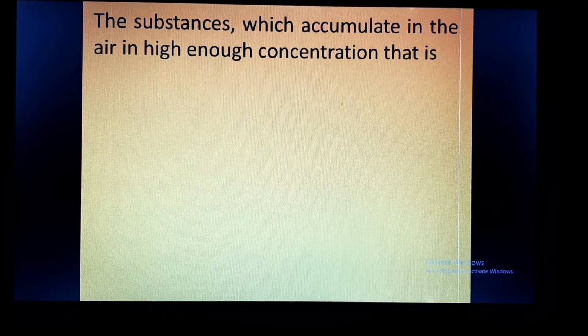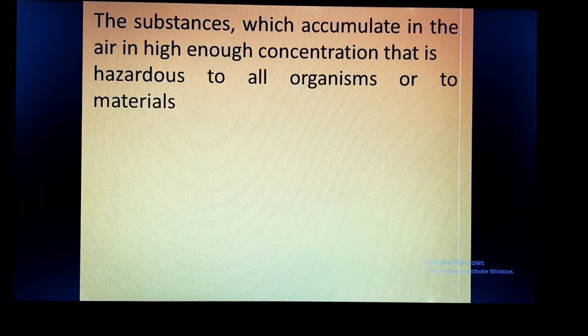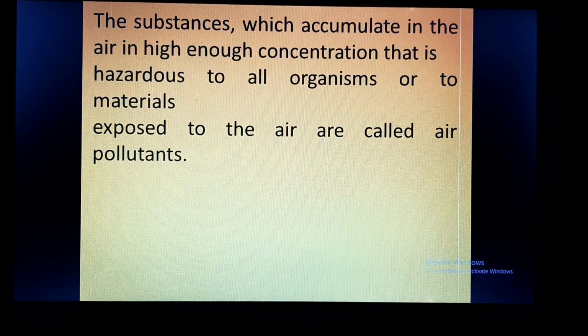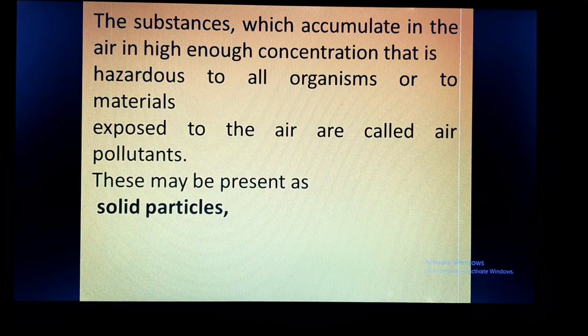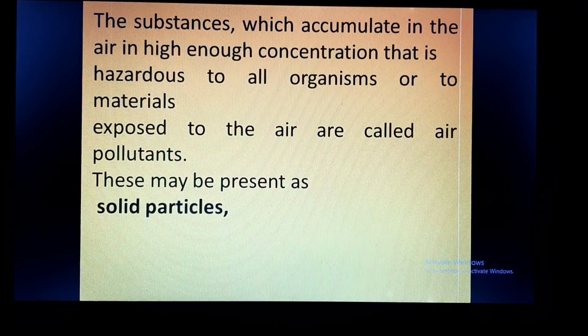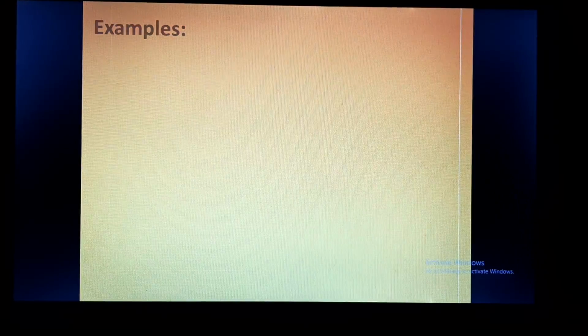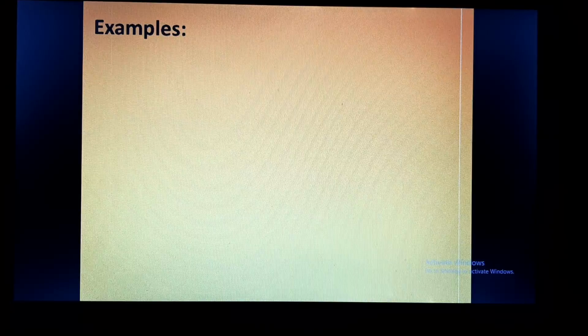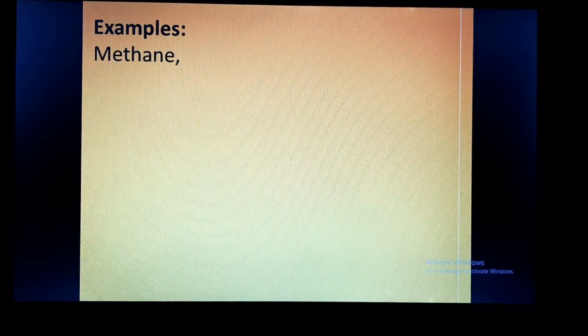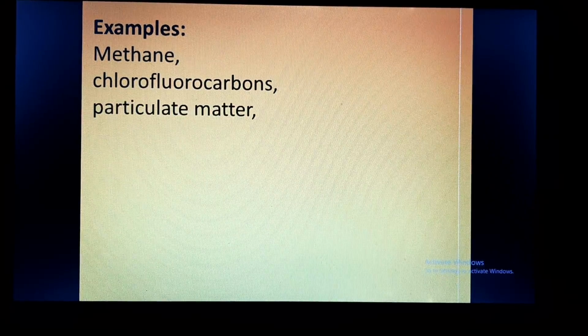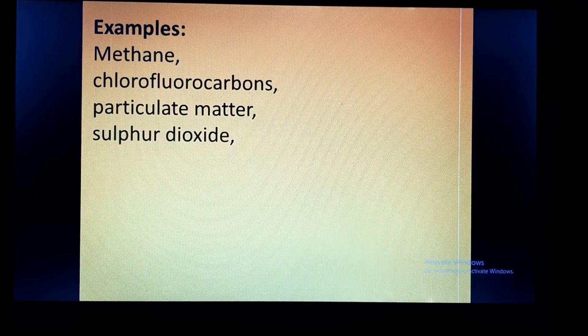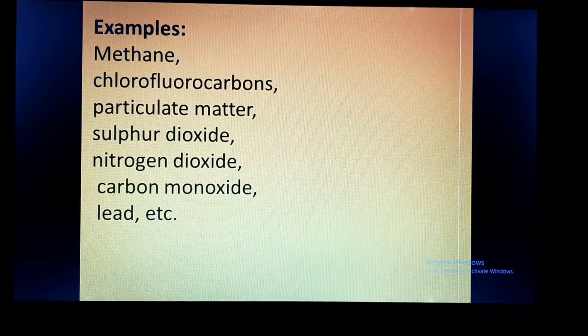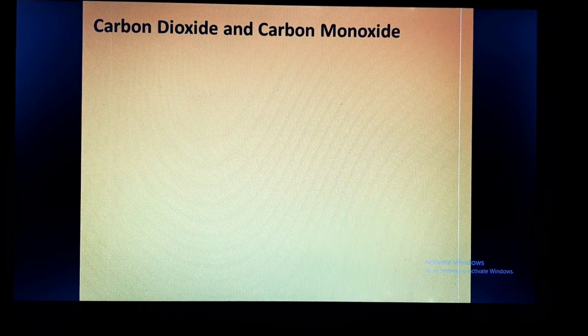The substances which accumulate in the air in high enough concentration that is hazardous to all organisms or to material exposed to the air are called air pollutants. These may be present as solid particles. That means air pollutants can be present in the atmosphere as solid particles, as liquid droplets or gases. Examples: methane is a pollutant. Chlorofluorocarbons are pollutants. Particulate matter is also a pollutant. Sulfur dioxide, nitrogen dioxide, carbon monoxide, lead, etc. are all pollutants.